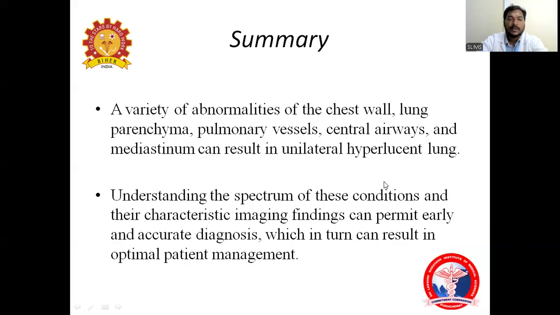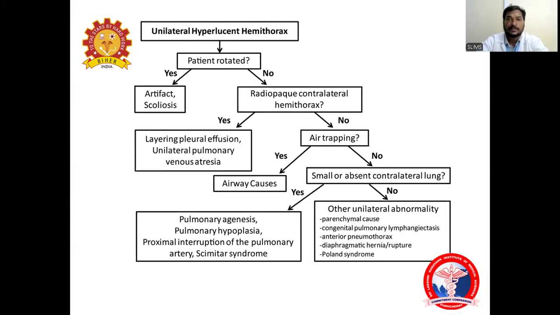Coming to the summary, a variety of abnormalities of the chest wall, lung parenchyma, pulmonary vessels, central airway, and mediastinum can result in unilateral hyperlucent lung. So, understanding the spectrum of this condition and the characteristic imaging findings can permit early and accurate diagnosis, which in turn can result in optimal patient management.